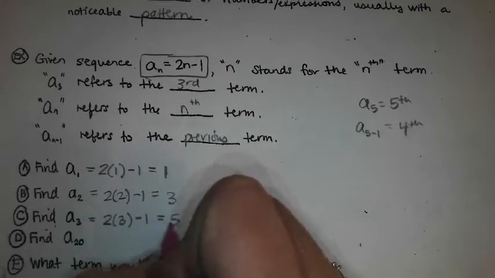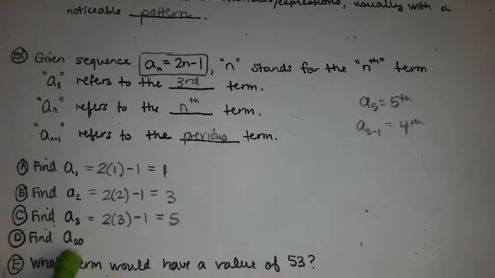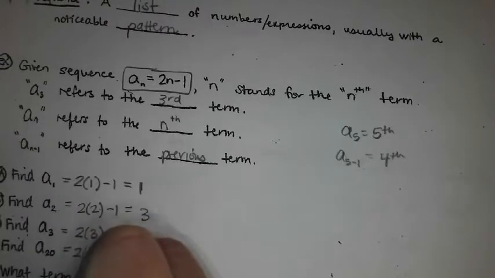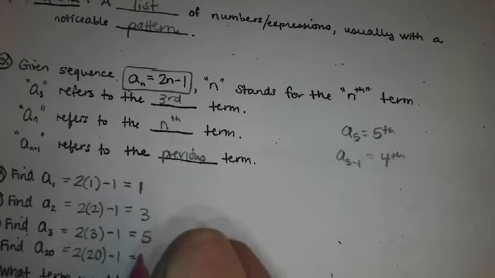6 minus 1 is 5. And then find the 20th term. This means plug in 20. So 2 times 20 minus 1 is 39.